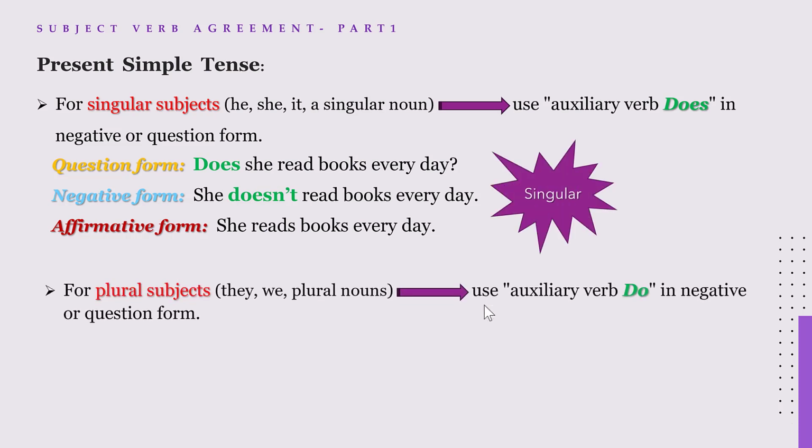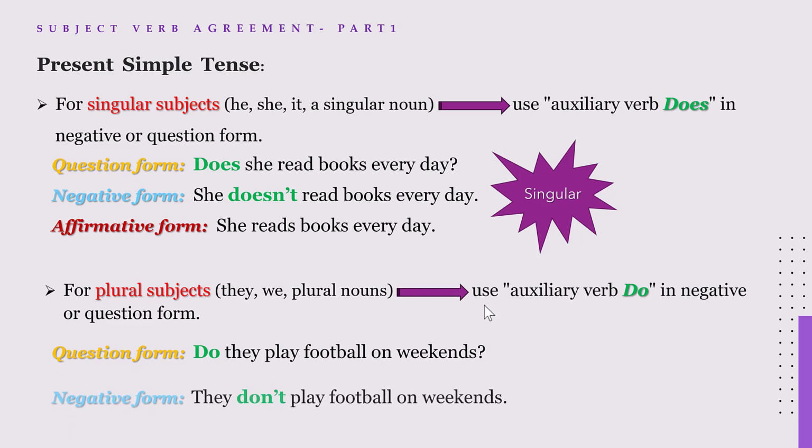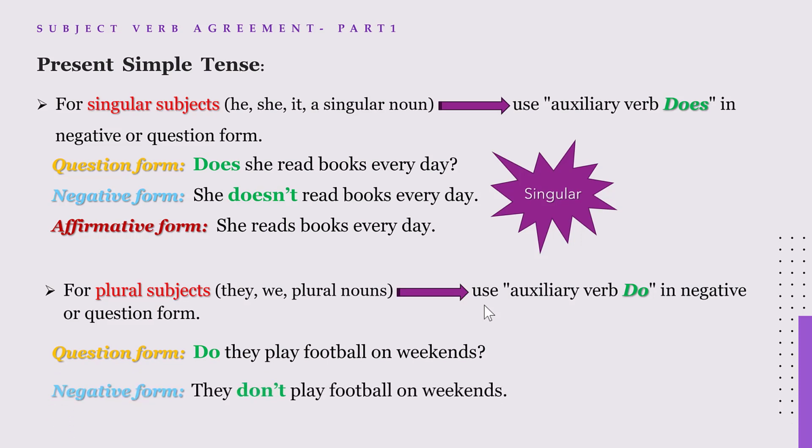For plural subject, use the auxiliary verb do in negative or question form. Do they play football on weekends? They don't play football on weekends. In the affirmative form, we omit the auxiliary verb. They play football on weekends.